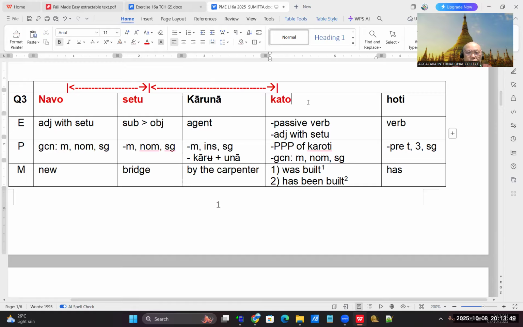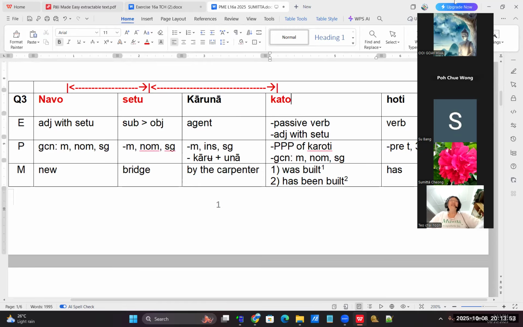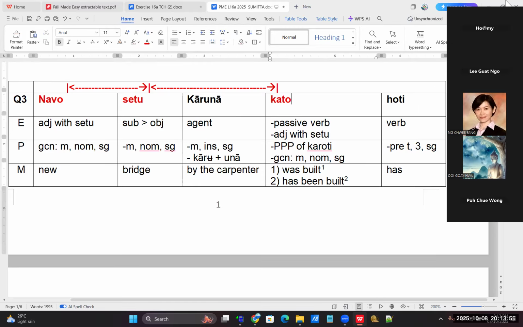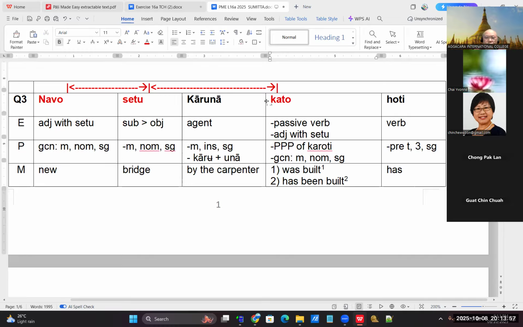By the carpenter, how come it's budena? No, I mean just a simile. I just expressed an extra point. Extra point only. Thank you. Okay.